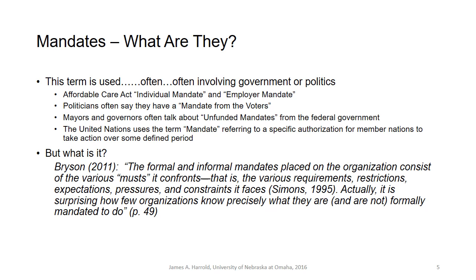Bryson says that mandates are formal and informal, and they are placed on organizations, consisting of the various musts that it confronts. So let's just stop right there. What Bryson is saying is a mandate is a must. In other words, your nonprofit organization that you just started, for example, has some things it must do. So how do we derive the things that an organization must do? Let's move on with Bryson's definition a little bit more and expand it.